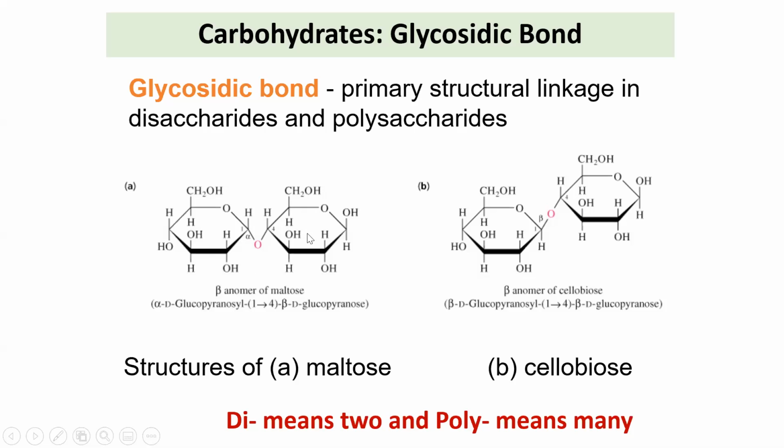These are different examples, maltose and cellobiose, which show you the different glycosidic bonds. If you see here, this is the alpha. The reason this is alpha is because the O is on the opposite side, and this one is beta, where the O is on the same side. And here di means two and poly means many.